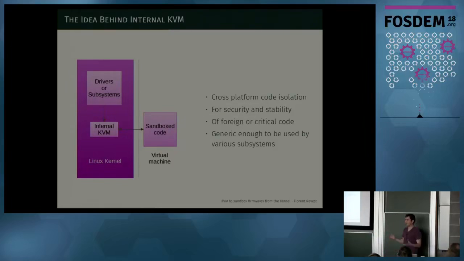So it would be great if we had something to spawn virtual machines from the kernel, something that we could call kernel virtual machine, something like KVM. And we have it. So everything is almost there. But it has not been conceived to be used by the kernel itself, by various subsystems. So we had to do some adaptations here.